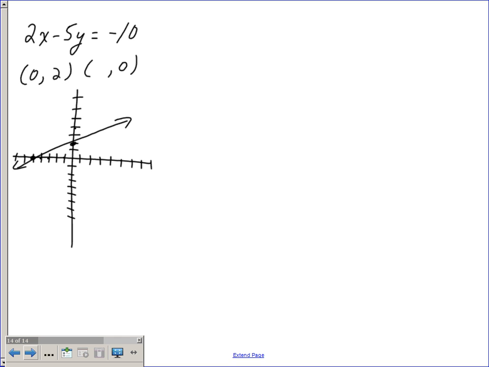The slope of a horizontal line is 0. The slope of a vertical line is undefined. How many of you guys read your math book? One, sometimes. Okay, it's a good idea to read your book. I try to highlight what's in there, but the more you read it, the easier it is to understand.